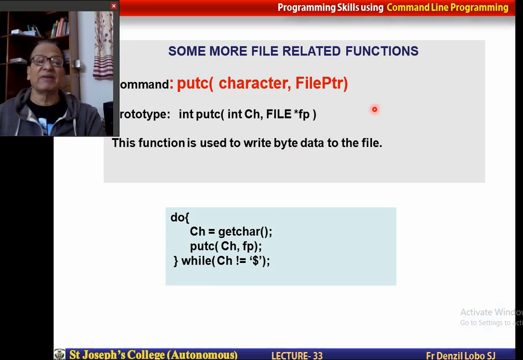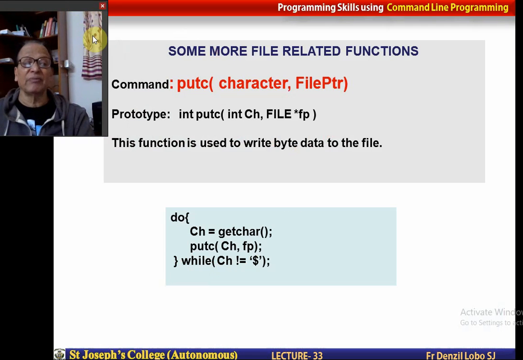Some more file related functions we will deal with, because we are going to use them immediately. You have already used one, for example putc. You have got, for example here, ch. This contains a byte of data. I want to write it to a file. So I've opened the file as fp, so I put it into that, putc ch, fp. So this is the prototype of this function, int ch and FILE star fp.